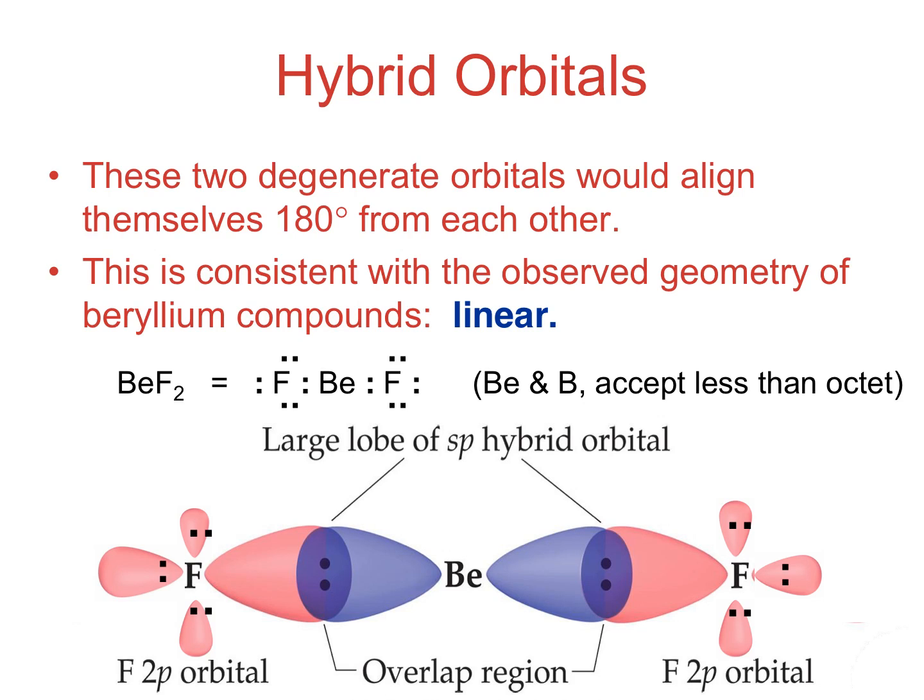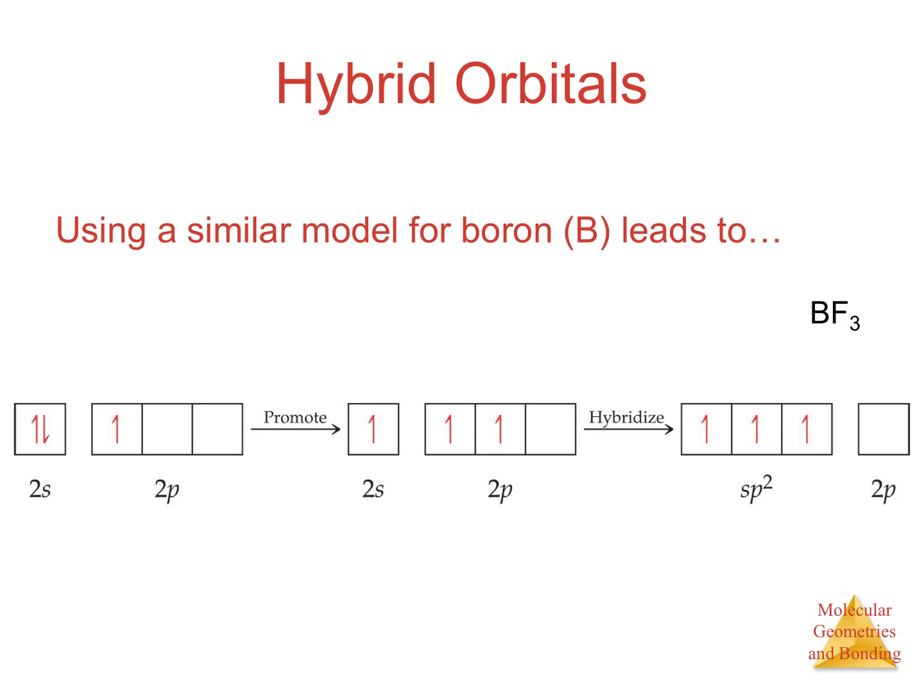So these 2 degenerate orbitals would align themselves 180 degrees from each other, right? Electron repulsion. This is consistent with the observed geometry of beryllium compounds. Linear. Having 2 electron domains, each with a bond, this would be a linear molecule. And this makes sense. If I just looked at an s, this wouldn't be possible. But by having the s and the p hybridized together to create this shape of an orbital, now it can easily overlap with the p on this F and the p on this F to create my linear molecule.